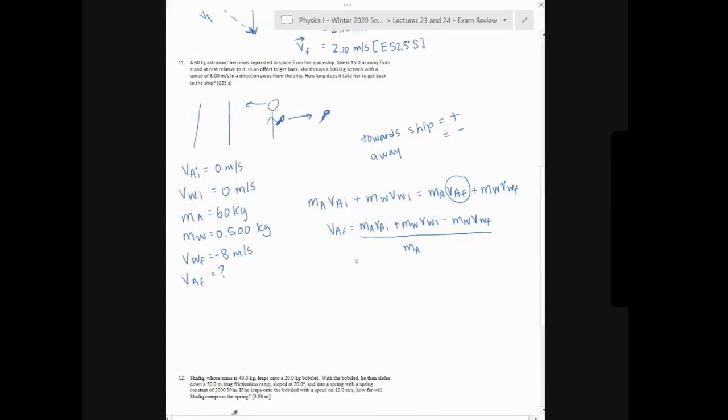Do we have to rearrange during the exam? Nope, you don't need to rearrange. If you want to plug in the numbers first and then rearrange, that's up to you. Some people prefer to rearrange first because then they're only putting the numbers in once. It's up to you. Okay, so VA initial is zero plus the mass of the wrench.